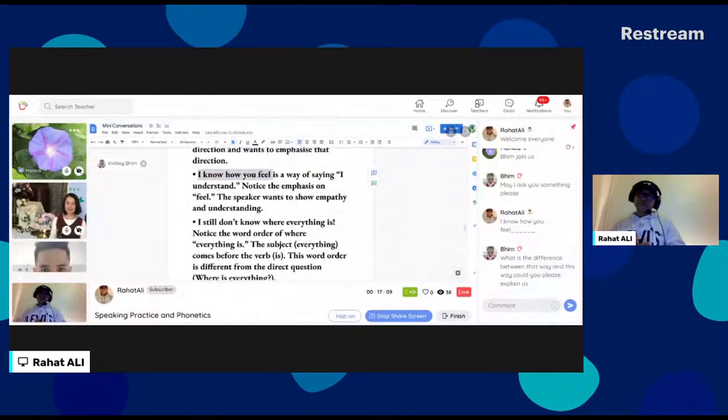Please, teacher, could you give me an example? Okay. I know how you feel, we say when you are showing a little bit of sympathy to the person. Like you say, I'm a newcomer here, I don't know where everything is. I know how you feel because I had the same situation.